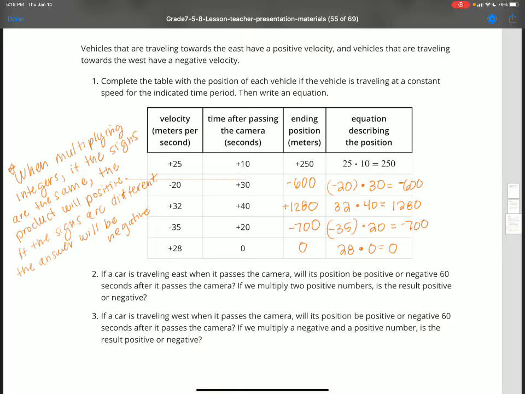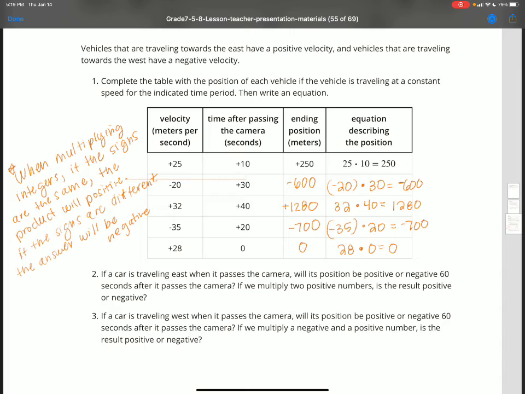Okay, guys, make sure you write that rule down. It's imperative. It's important. Maybe I might have jumped the gun. I apologize, but I just want you guys to understand why it is negative 600, why it is positive 1,280, and so on, okay? So that's a little math rule when multiplying integers, okay?